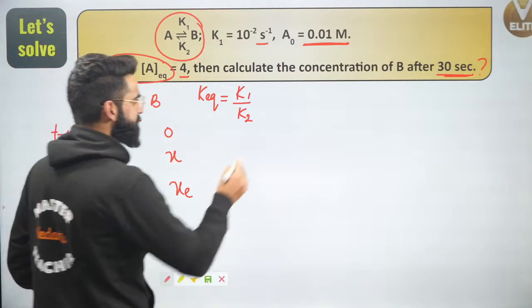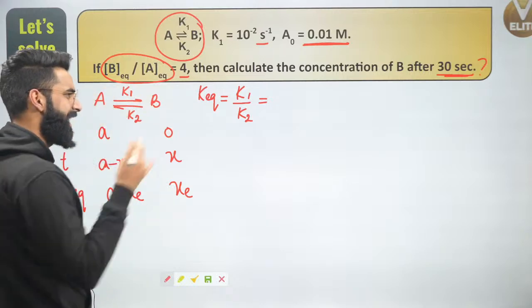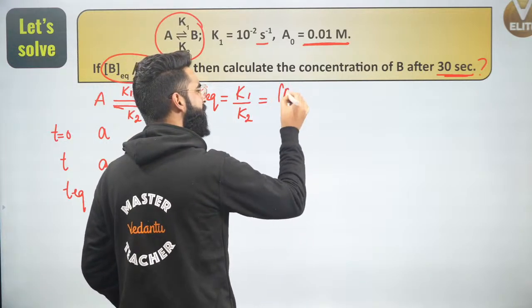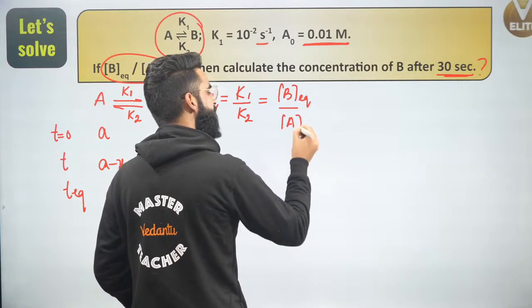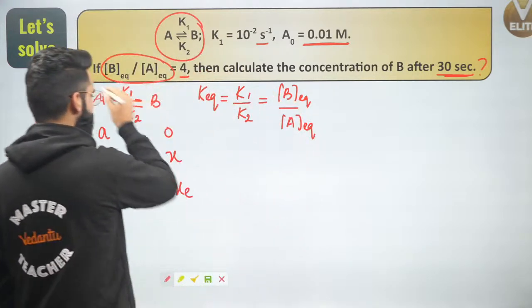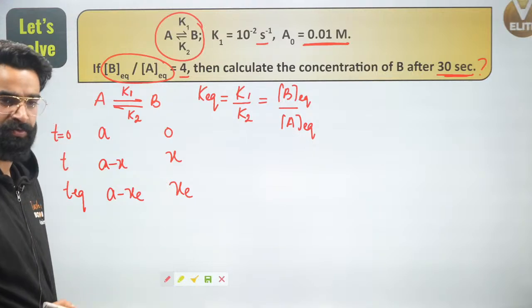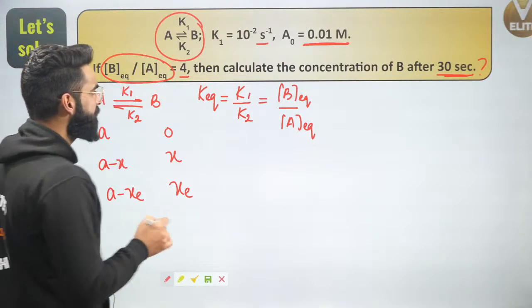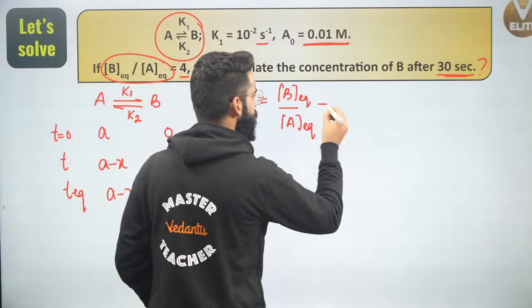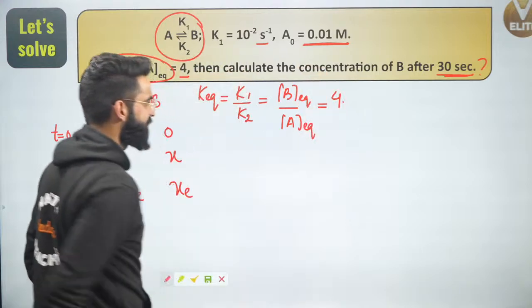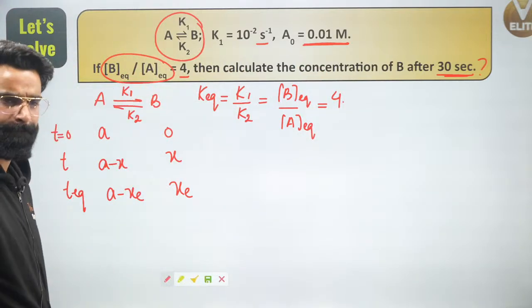At the same time, guys, how do I write the expression for equilibrium constant for this reaction? Isn't it going to be concentration of B at equilibrium divided by concentration of A at equilibrium, raised to the power of the stoichiometric coefficients, which are 1 and 1? That's how we write the equilibrium constant expression. I hope you remember this as well. At the same time, this concentration of B at equilibrium divided by A at equilibrium is given to me as 4. This is something which I know.